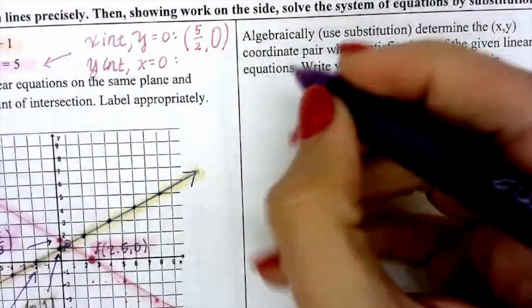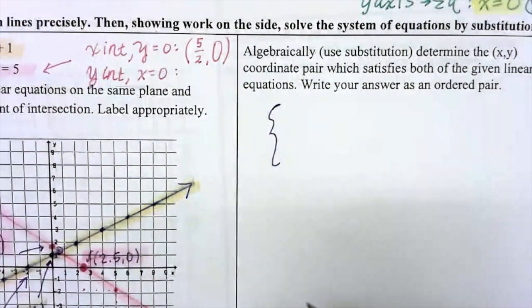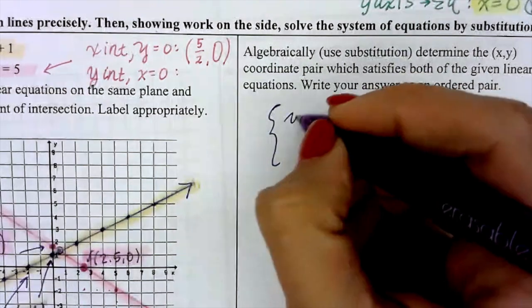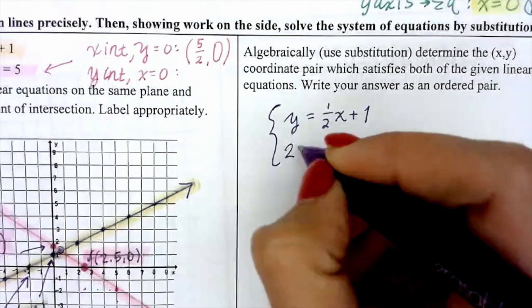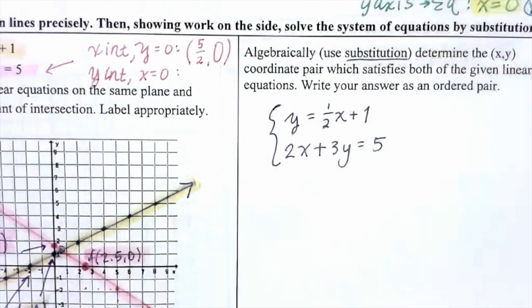Okay, algebraically, we're going to use some substitution. You may see this symbol, remember that from last year. This just really means that both lines get graphed on the same plane, okay? So kind of wanted to save it to talk about here. Here's one equation, y equals 1 over 2x plus 1, and here's the other one, 2x plus 3y is 5, and we're going to use substitution right now.